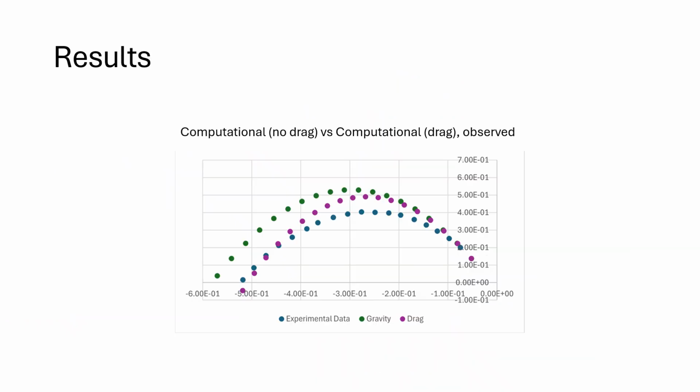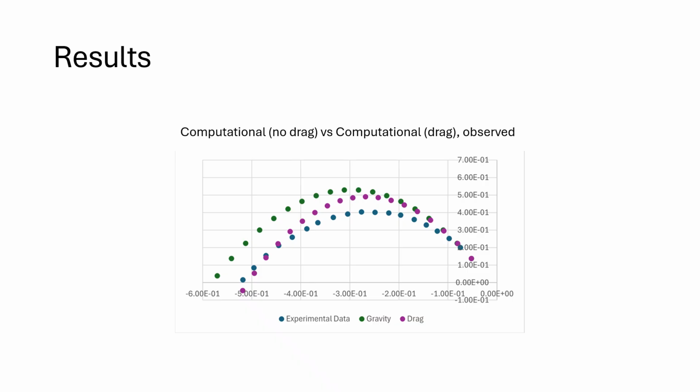And here are the results. The green line is the computational model that did not include drag, the purple line is the computational model that did include drag, and the blue line is the observed trajectory of the ball of paper. And as you can see, my hypothesis was correct, as the green line that did not include drag went farther than the observed trajectory of the ball of paper.